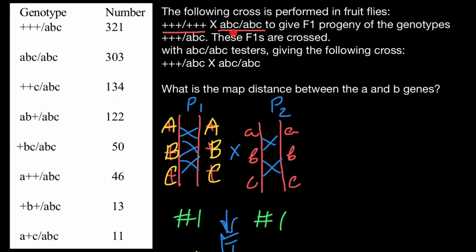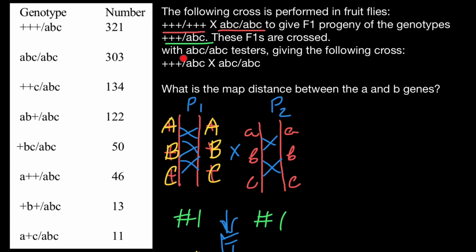So when we got F1 generation, take a look. This is exactly what we got in our drawings. This F1 is crossed with another parent who is homozygous for both chromosomes. This slash means one chromosome here, another homologous chromosome here, with these alleles on these chromosomes. And we call such a cross a test cross, giving the following cross.